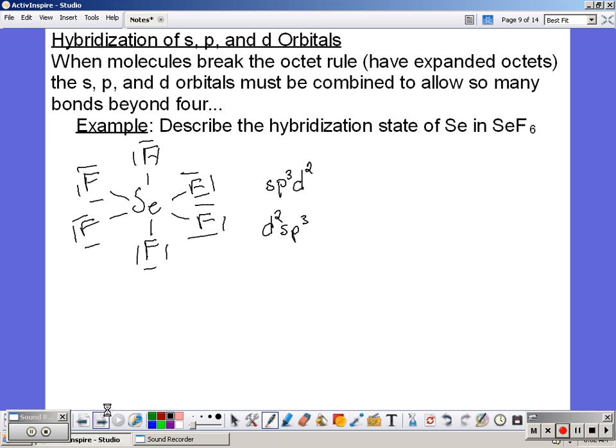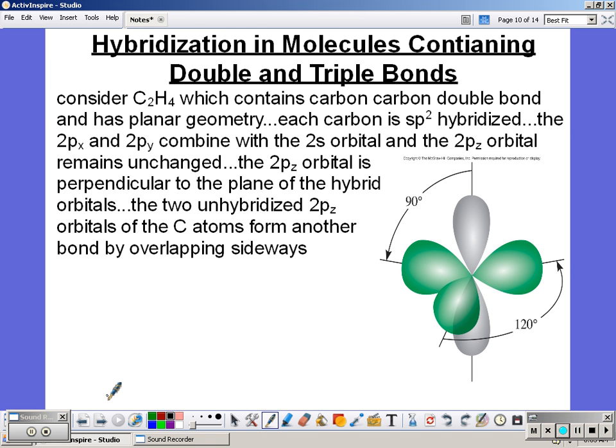Hybridization in molecules containing double or triple bonds. So if we consider C2H4, let's draw the structure. Evenly distribute the hydrogens. Remember, carbon has to have 4 bonds. It only has 3 right now, so there has to be a double bond there. It's going to be trigonal planar in geometry. Each of my carbons actually has a trigonal planar shape to it, so each carbon has to be sp2 hybridized.